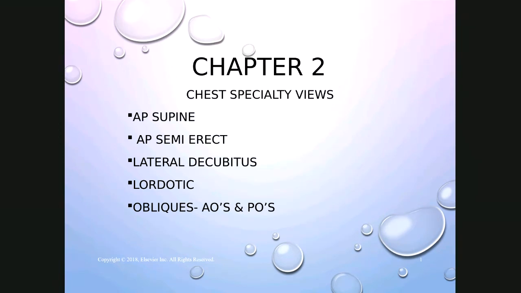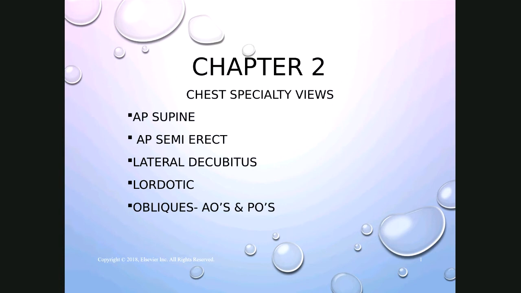these specialty views. The specialty views that we're going to look at, we could look at an AP supine chest, an AP semi-erect chest, a lateral decubitus, and that could be either a left lateral decubitus or a right lateral decubitus, a lordotic chest x-ray, and also oblique views, either AOs, which are anterior obliques, or POs, which are posterior obliques. So let's look at some of these.